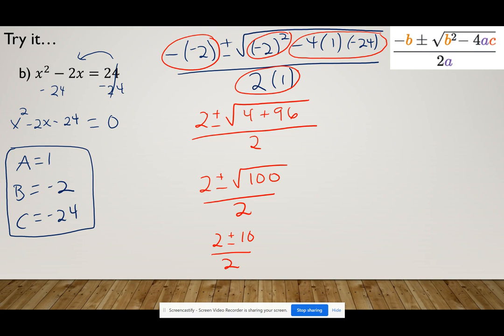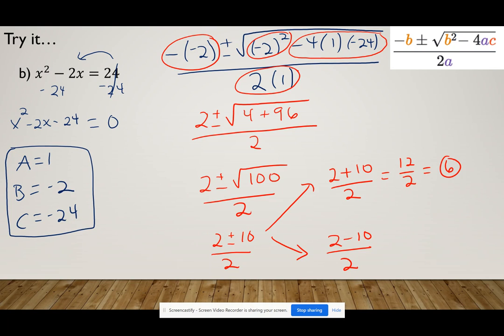So now that I have 3 numbers, I can separate this into 2 equations. I'm going to do the positive one first. 2 plus 10 divided by 2, and 2 minus 10 divided by 2. Okay, so 2 plus 10 is 12, divided by 2 gives me 6. That's my first answer. 2 minus 10 is negative 8, divided by 2 gives me negative 4 as my second answer. So those are my two solutions to this quadratic.